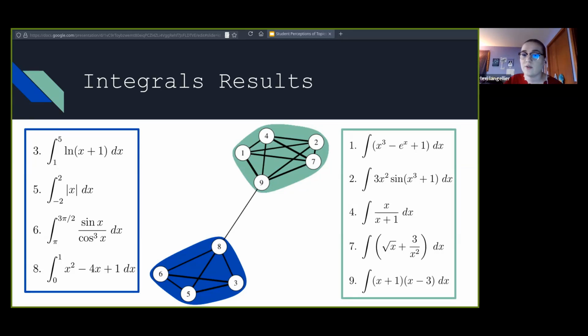But then you can see the 1, 2, 4, 7, and 9 that they all have really strong connections and they're all connected to each other, and you can really see which ones they're sorting them in. That wasn't really present in the other surveys.